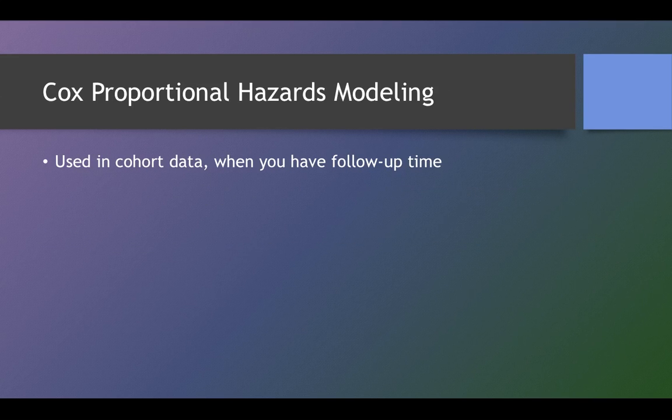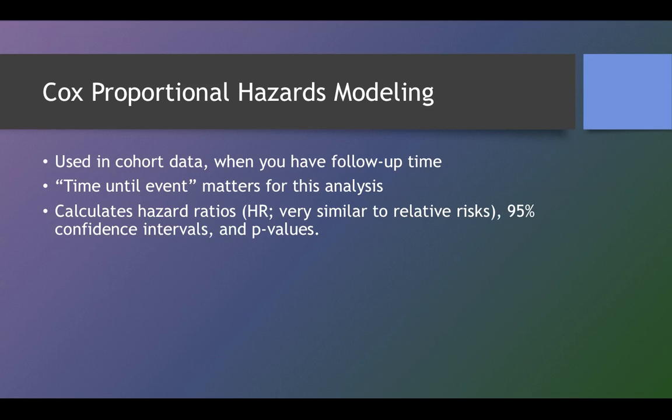Cox proportional hazards models are used in cohort data when you have follow-up time. In this analysis, time until event matters. In other words, it is not only important that the person had the disease, but we also take into account how long it took them to develop the disease. Cox proportional hazards modeling calculates hazard ratios, which are very similar to relative risks, along with confidence intervals and p-values.